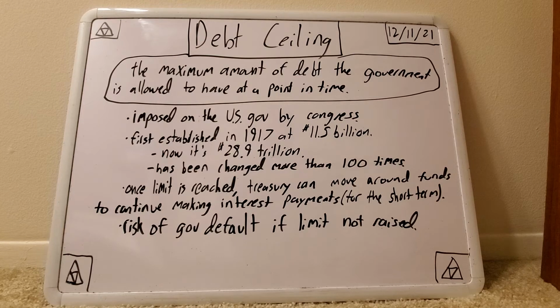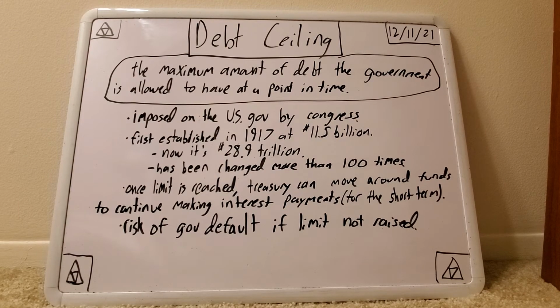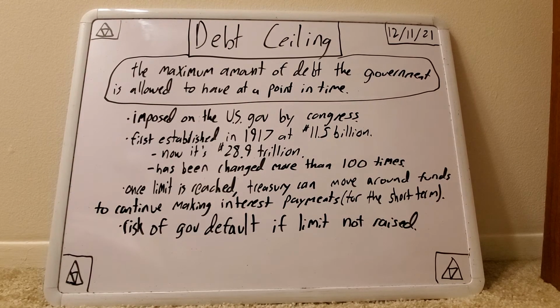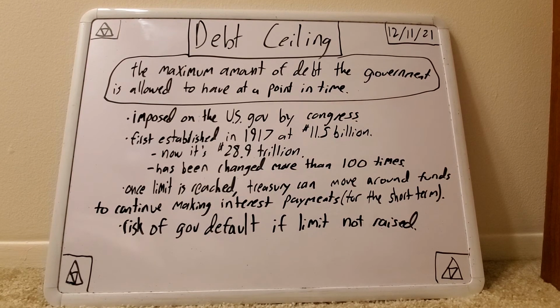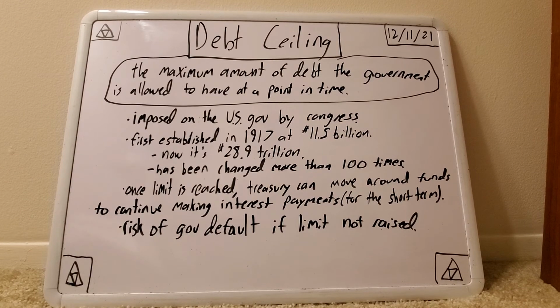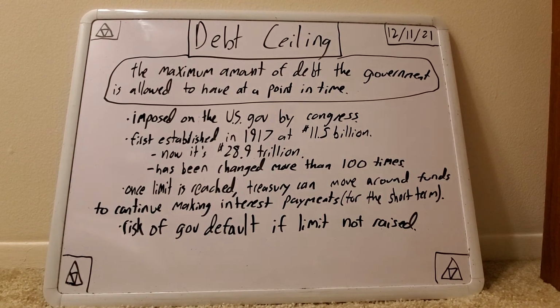And then once the debt ceiling limit is reached, Treasury can move around funds to continue making interest payments. This only really works for the short term, because for the long term, with all the interest payments coming due that the U.S. has to pay to the bondholders, the Treasury can't just move around funds forever to make those payments. They actually need to basically print more money to continue the debt so they can make those interest payments.